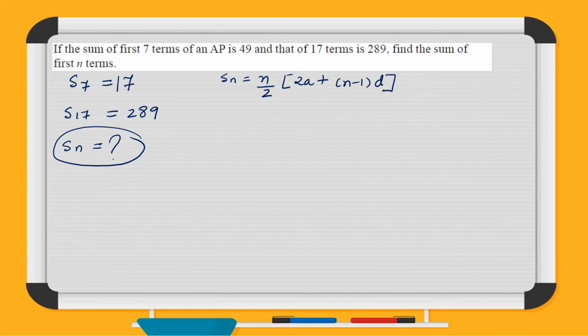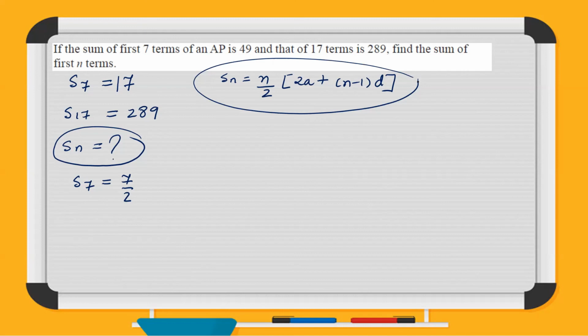So therefore S7 is equal to 7 upon 2. If we just put these things in this particular formula, we'll get two equations in a and d, and by solving those equations we can find out the sum of first n terms. So it will be n by 2, that is 7 by 2, 2a plus n minus 1, that is 7 minus 1, so 6d.